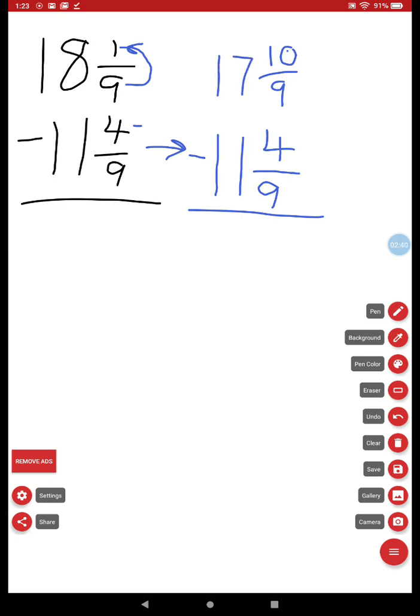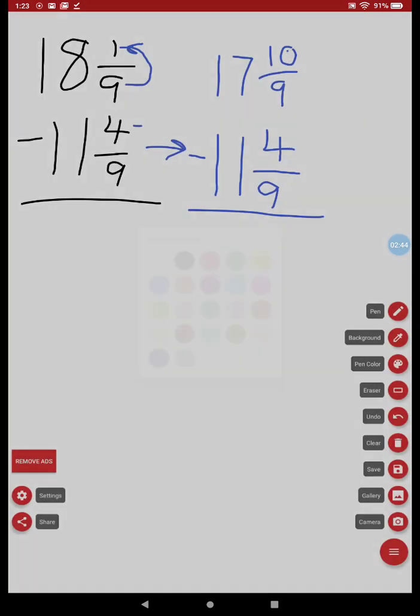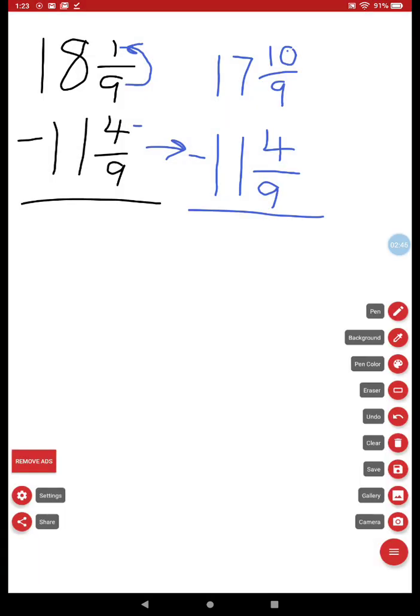And now that I have regrouped, I can subtract. Remember, 9 is going to stay the same because I'm not simplifying yet. 10 take away 4 gets me 6. 17 take away 11 gets me 6. So I have 6 and 6/9. Okay? 6 and 6/9. Write that down, but now we need to simplify.